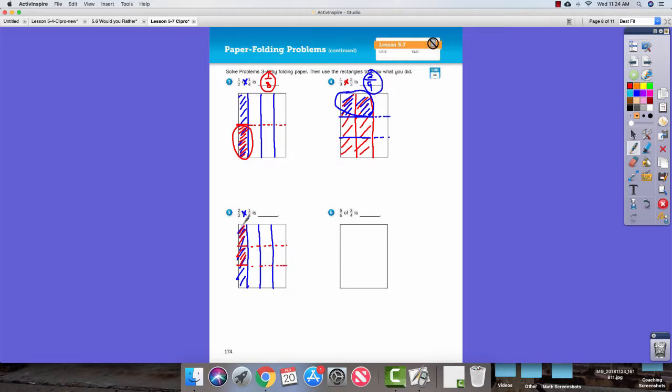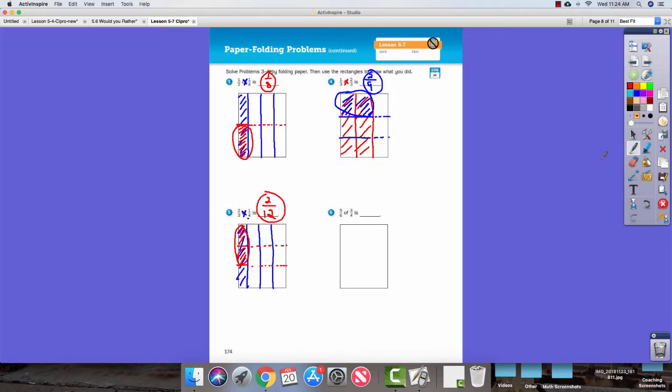So 2/3 of 1/4 is, well, I can see I have 2 parts double shaded. So it's going to be 2 out of how many total equal parts in this whole now? Well, I got 4 here, 8 here, 12. So 2/3 times 1/4 would be 2/12.